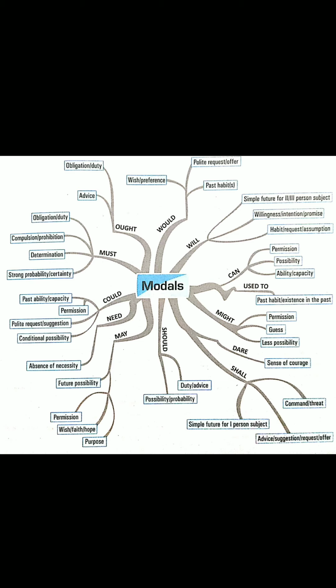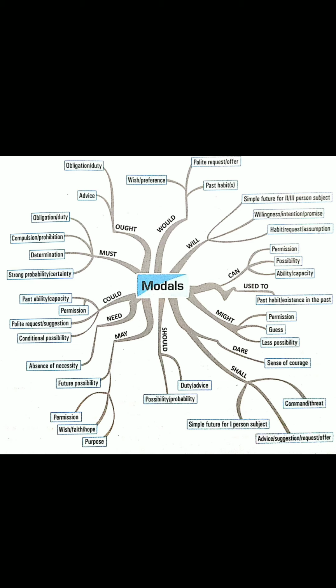If you want to talk about past ability or capacity or permission or polite request, suggestion, conditional possibility, meaning some possibility is there, permission is there. If you're talking about polite request, then you can use could. So here this diagram is telling us where we can use these different modals. Then need, if we are talking about any absence of necessity, then we can use need.